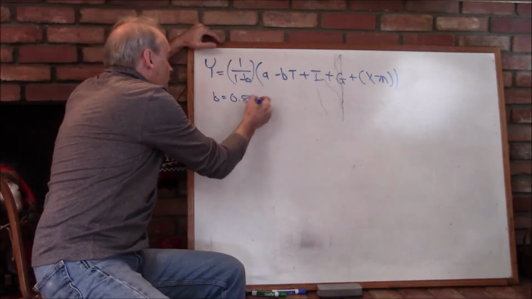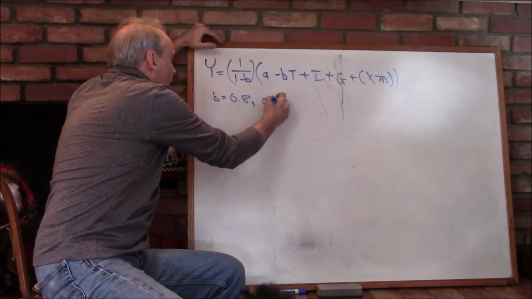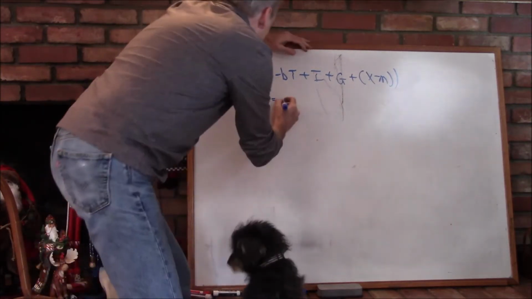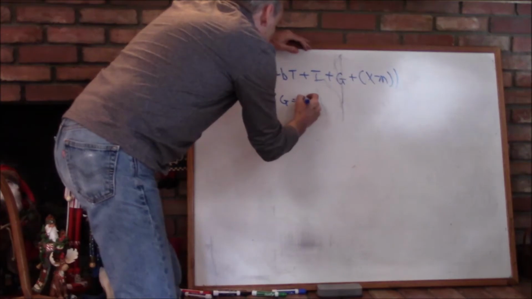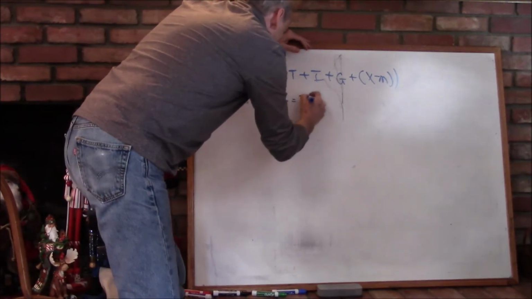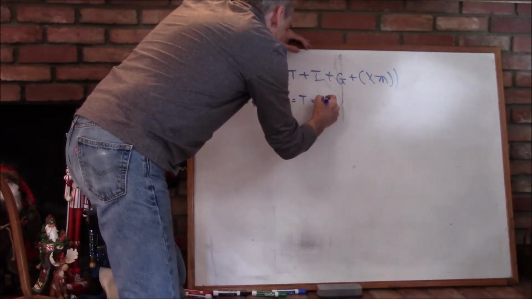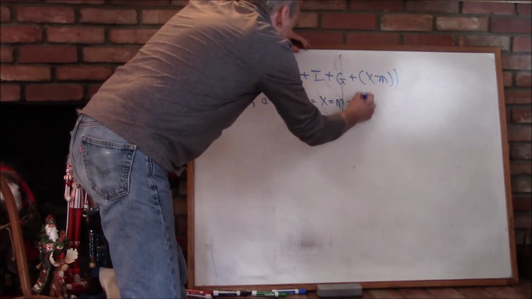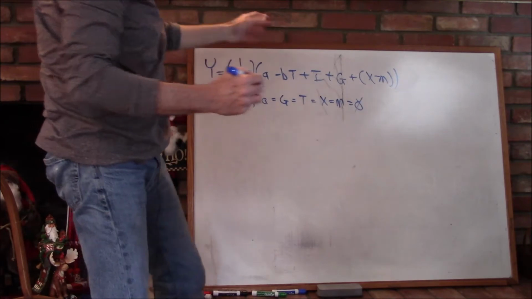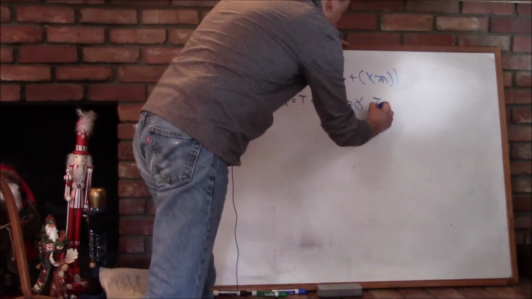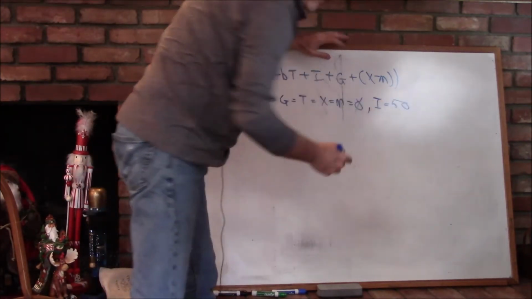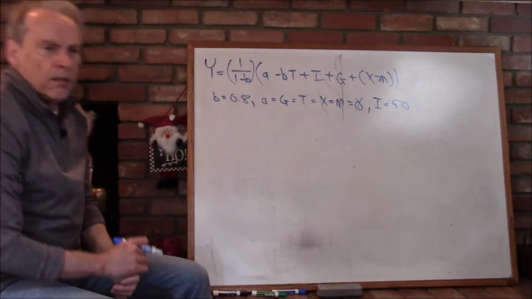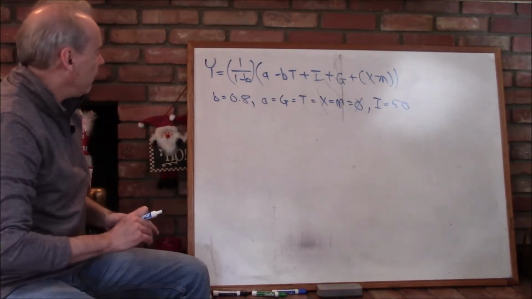And then I'm going to make it really, really simple here. A is equal to, g is equal to, t is equal to, x is equal to m is equal to 0. So we're going to just set all those to 0 just to make it nice and simple. And I is equal to, I don't know, 50. A little bit of glare on that, sorry. But I is equal to 50.